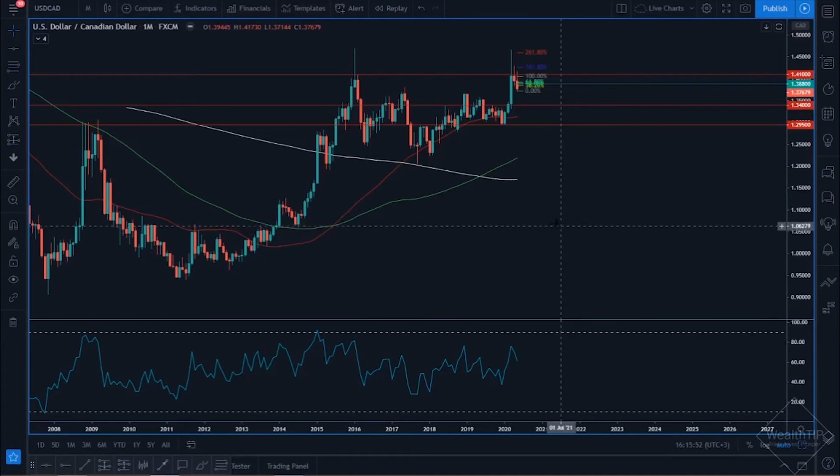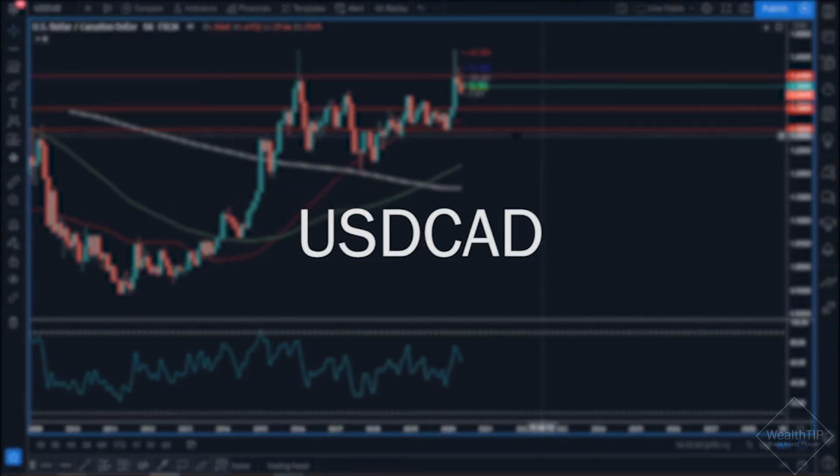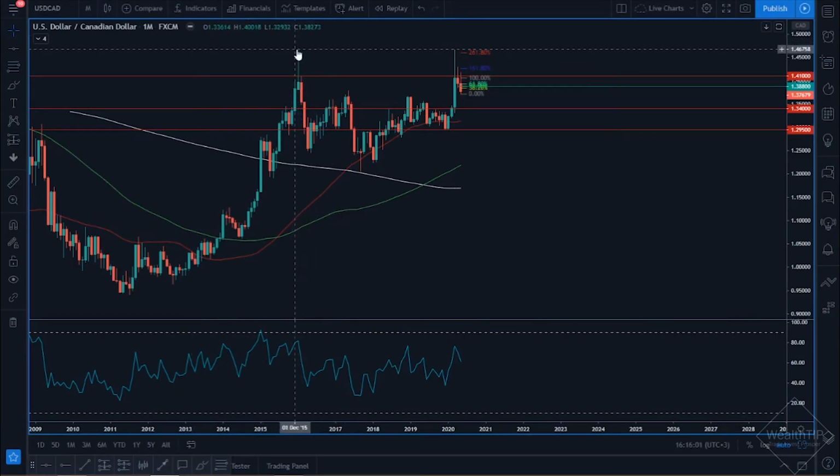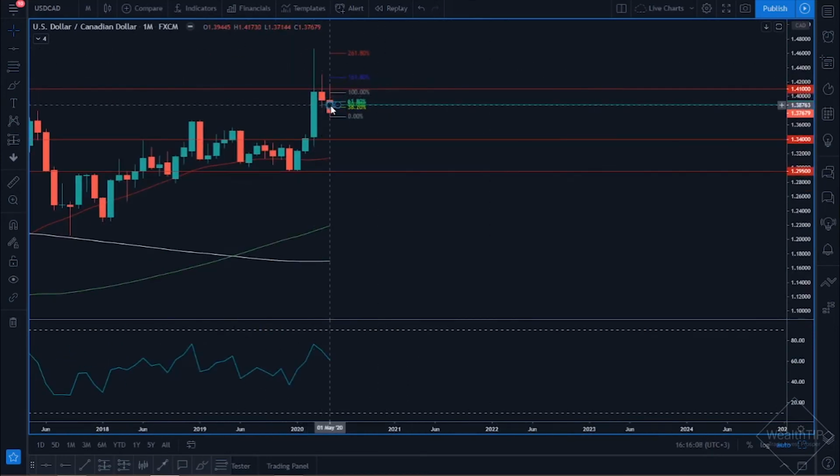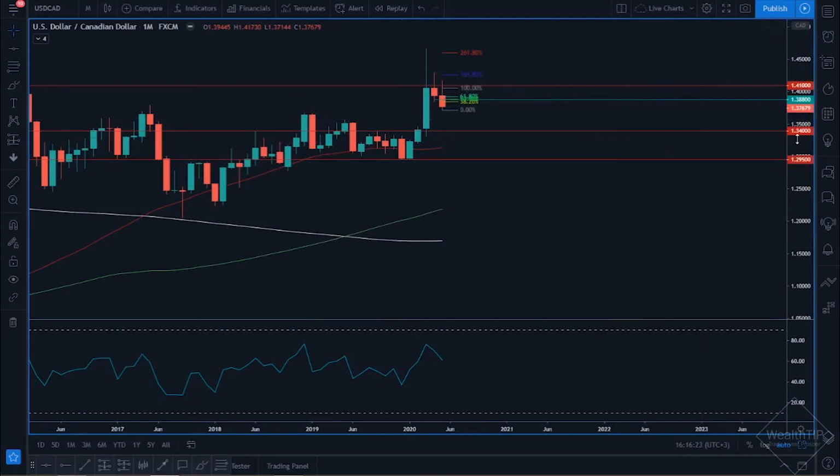Okay, so our next pair is going to be the US dollar Canadian dollar. Now, this specific pair has reached a peak high over here of 1.46.75, pulled back, and now this is the third month that we were not able to break above this resistance zone of 1.41. And we have a relatively good looking shooting star. We have multiple rejections, and I would see the market running all the way down to 1.34.